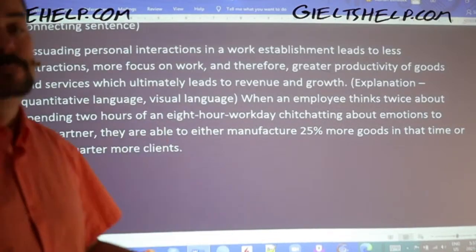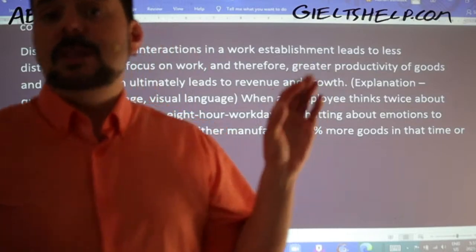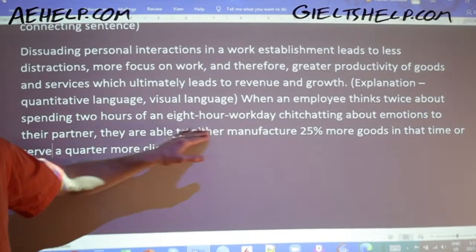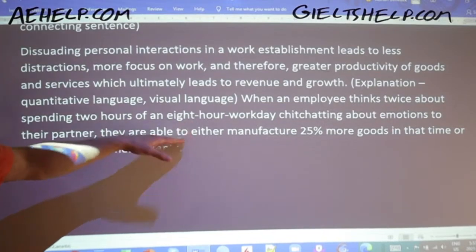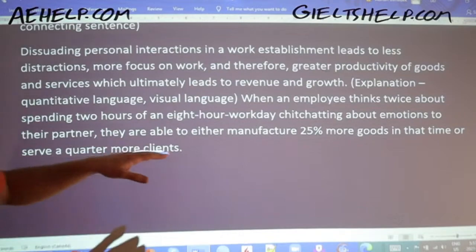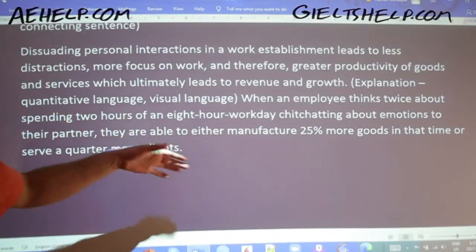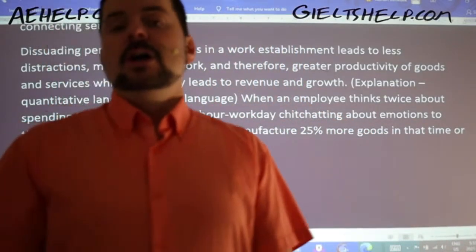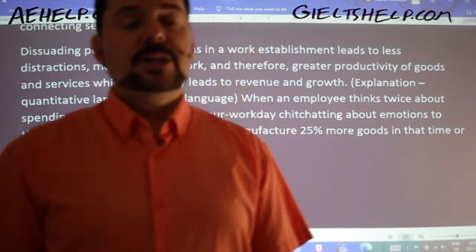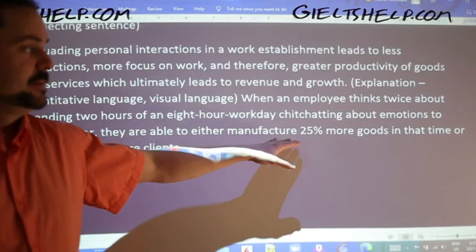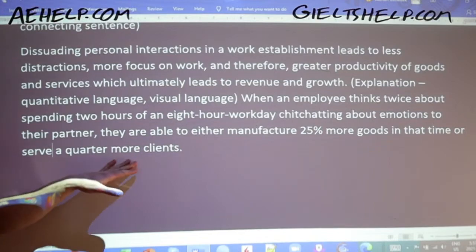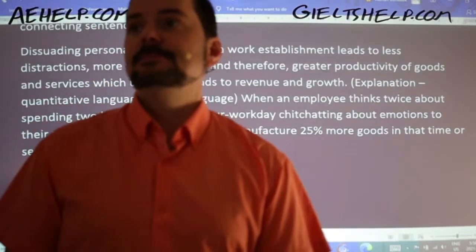So I pictured an employee who's spending a lot of time just chatting to another employee about things that are not work related, right? And 2 hours of an 8-hour workday. Of course, the reader will very quickly figure out that's a quarter of the time or 25%. If they're making something for the company, right? So if they're putting together chipboards or some other type of product that they're working on, obviously they will be able to produce 25% more goods, roughly, let's say, in that time on average, or they'll be able to help a quarter more clients in that time, okay?